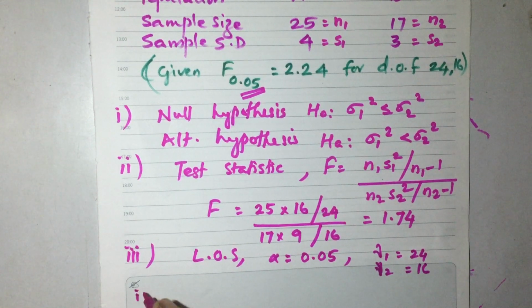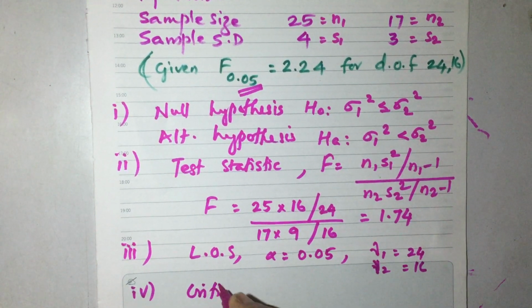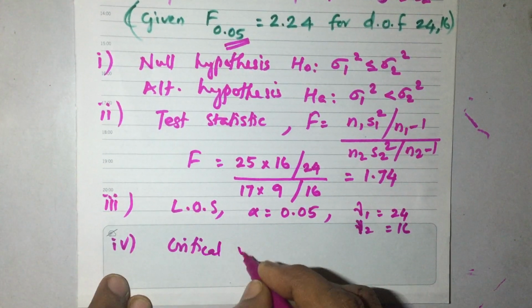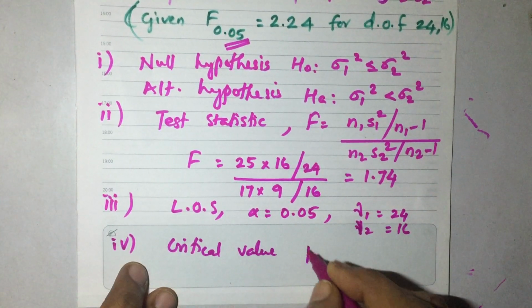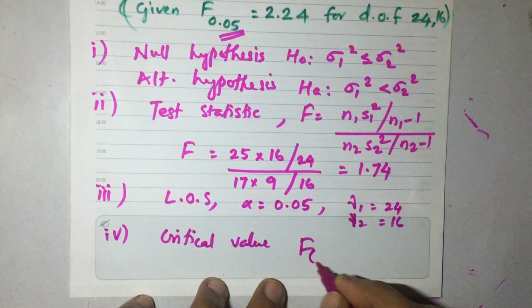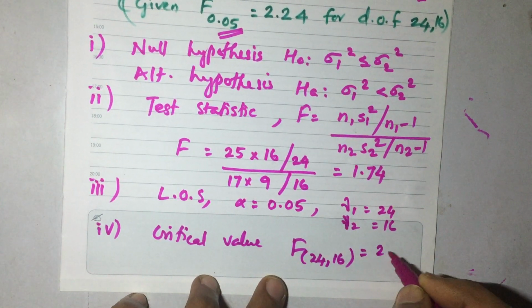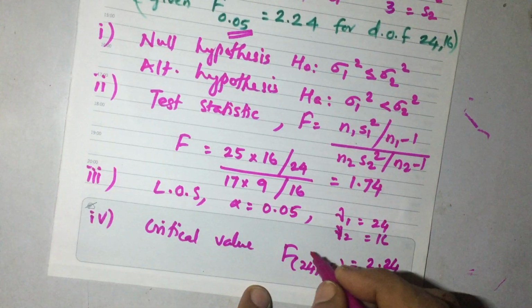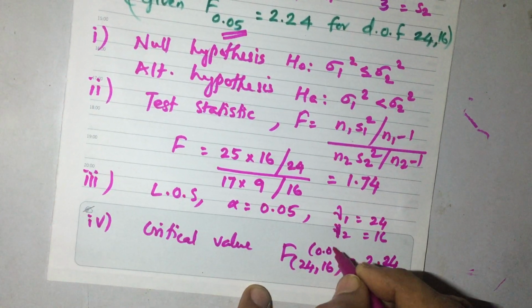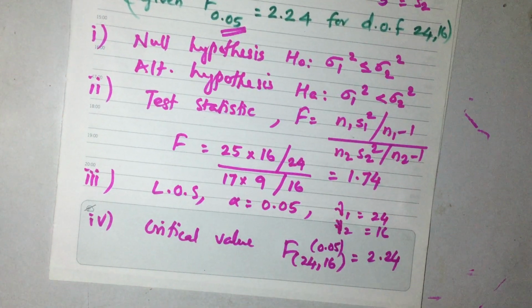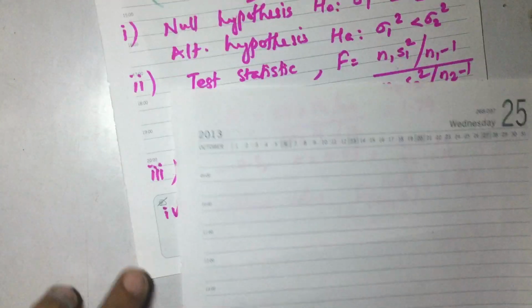Therefore the table value, the critical value, that is F 24, 16, is equal to 2.24. It is given there at 0.05 degrees of freedom. Okay, so now you got the critical value, therefore now the decision.